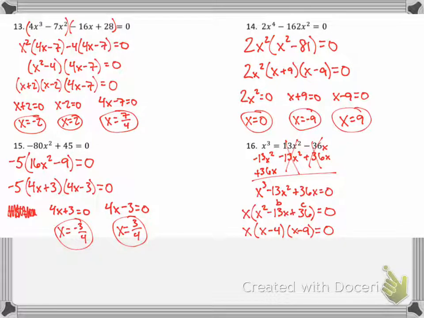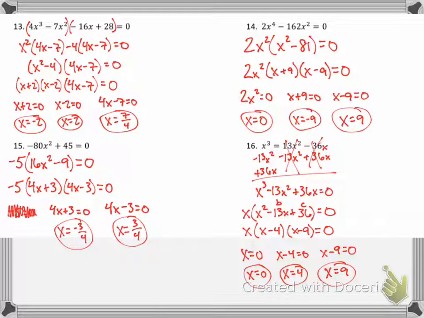So that leaves me with x times x minus 4 times x minus 9 equals 0. So I take each factor, now I set it equal to 0, and then we solve. So obviously if x equals 0, that just means x equals 0. There's nothing to do there. Our second answer would be x equals 4, and our final answer would be x equals 9. So again, this is just building off of the last lesson here.